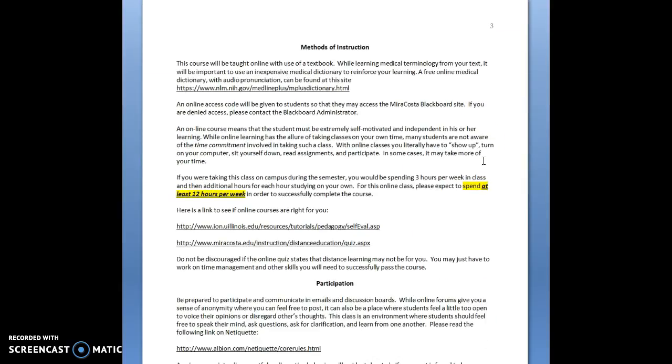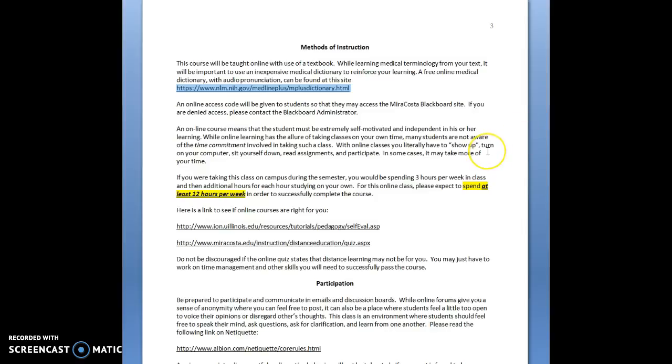So this course is taught online with the use of the textbook. Here's that medical dictionary, the free one that I found right here. I think that one's adequate. I don't want you to have to go out and get a new one unless you're going to use it for your career. It's possible that you might want one. I think I still have my original one somewhere.